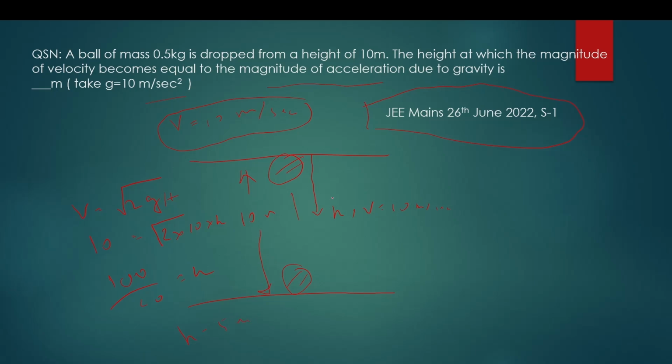So at height equal to 5 meter, the velocity will be equal to the magnitude of acceleration due to gravity. So 5 meter is the answer. Very important question, very important question.